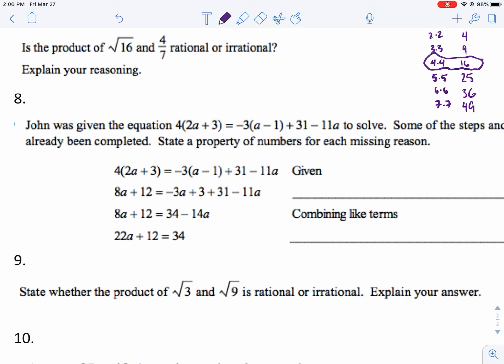So when you take the square root of 16, what you're really doing is taking the square root, right? What times what equals 16? In this case, 4 does. All right, so now we're left with just 4.